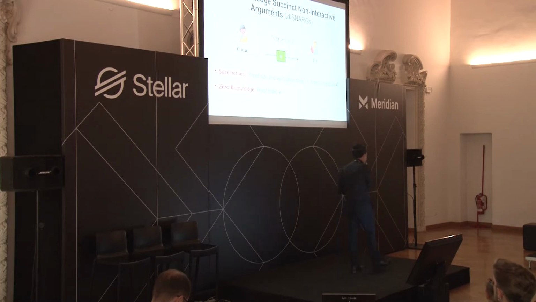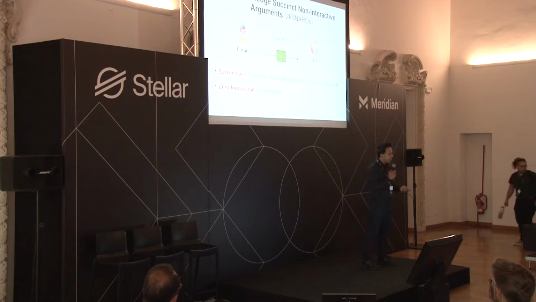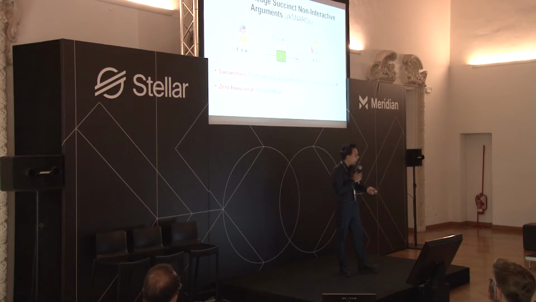The second property is the zero-knowledge property. This property essentially says that the secret input that the prover uses in proving the statement should actually remain hidden from the verifier. The verifier has no idea about the secrets used in the proof. The only thing that the verifier learns is that the statement is true.